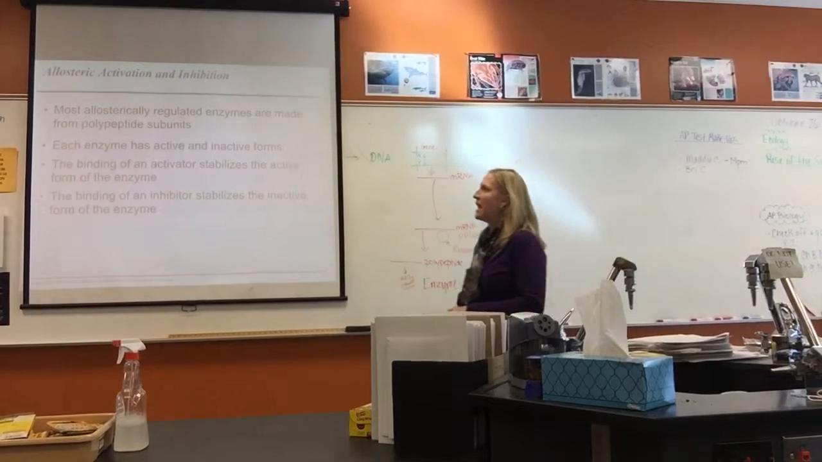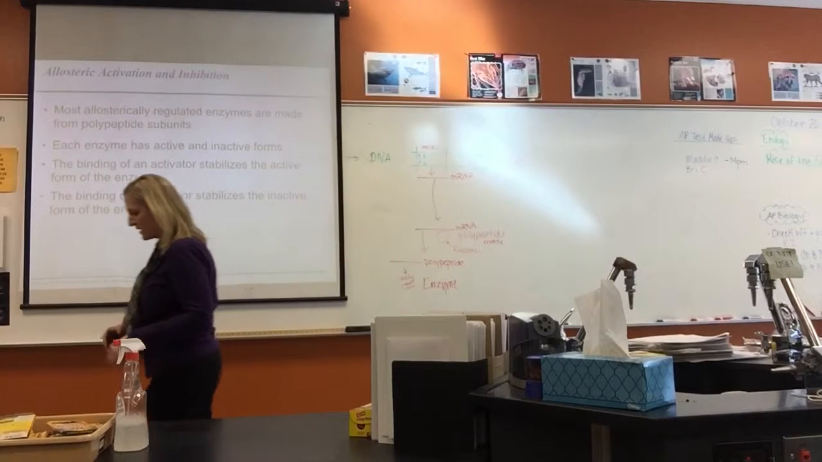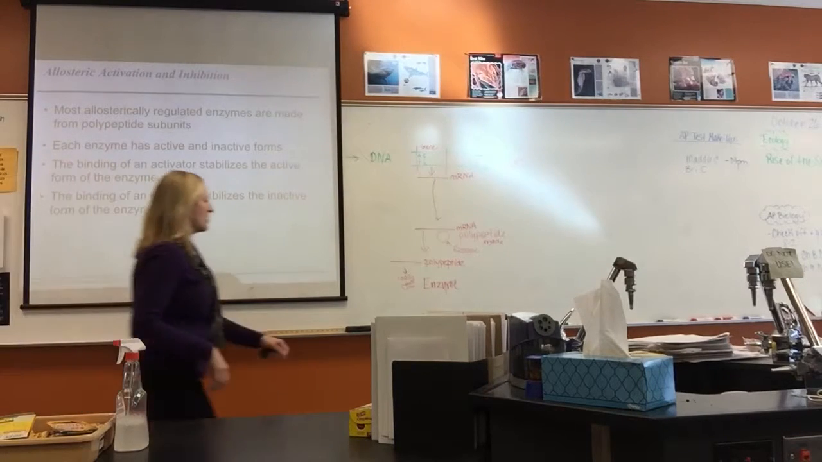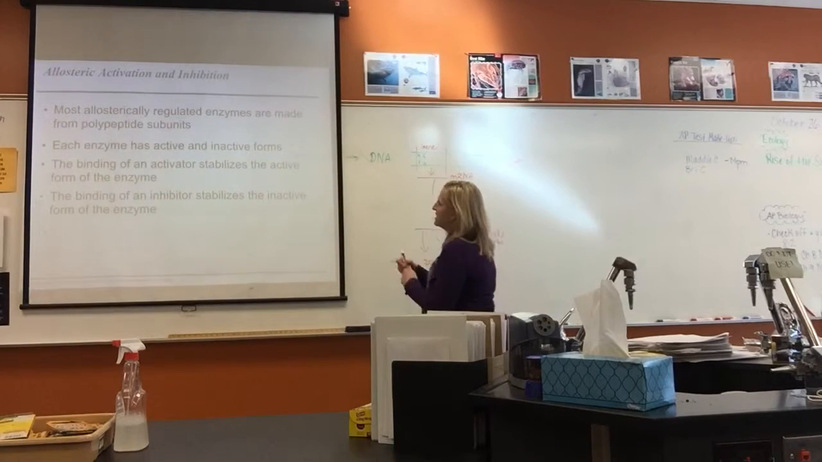So when we look at allosteric regulation, it can be an activator or an inhibitor. Most allosterically regulated enzymes are made from polypeptide subunits. Each enzyme has active and inactive forms. The binding of an activator stabilizes the active form of the enzyme, and the binding of an inhibitor stabilizes the inactive form. So, an activator activates the enzyme.